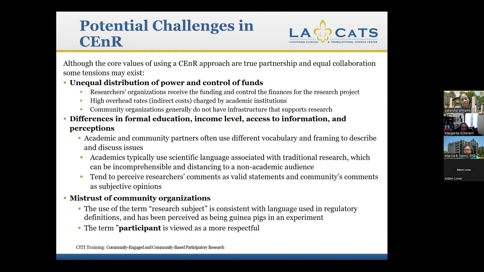And so when we look at one of the first ones, unequal distribution of power and control of funds, sometimes, especially if those funds are going to that academic institution that is driving that research, being able to realistically and, I would say, agreeably compensate the community organization appropriately for their time and for the information that's going to be given. It's very, very important.